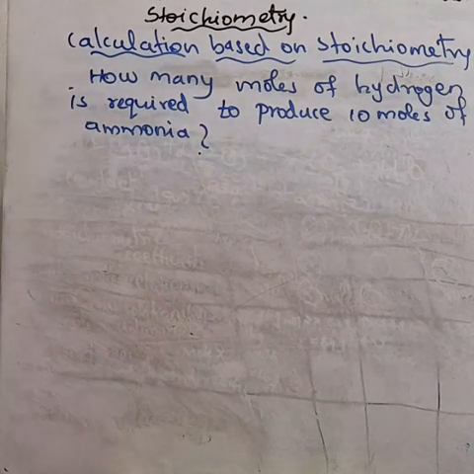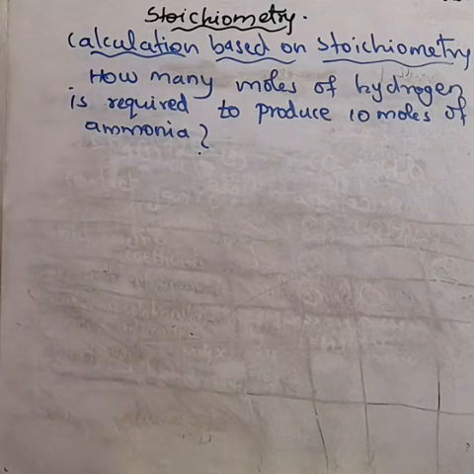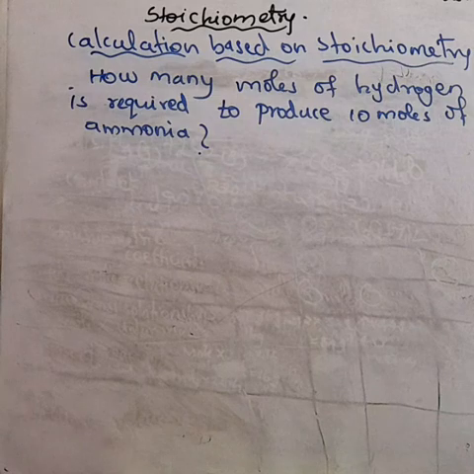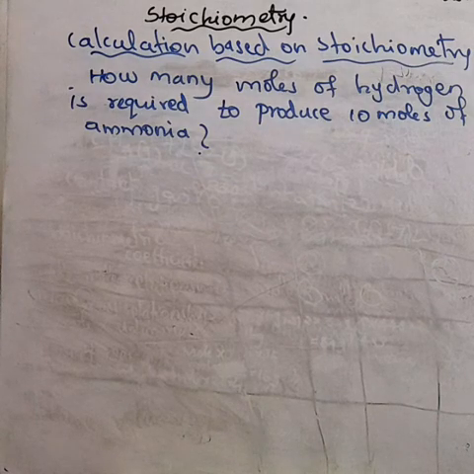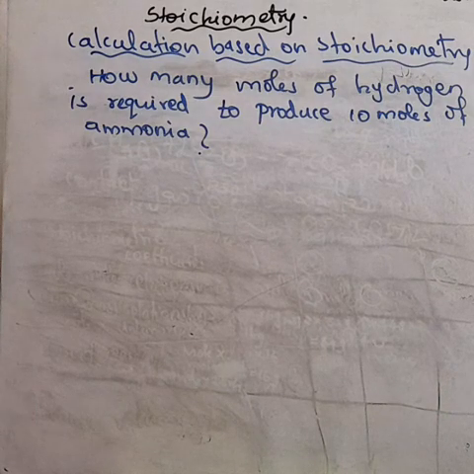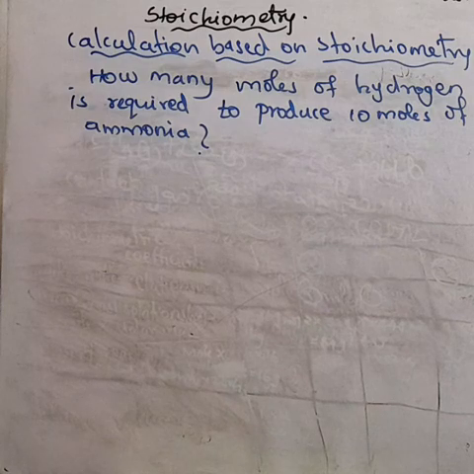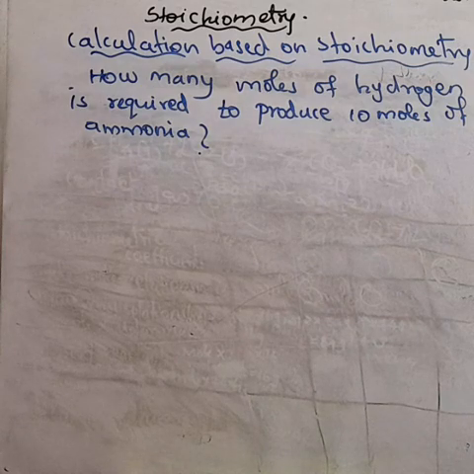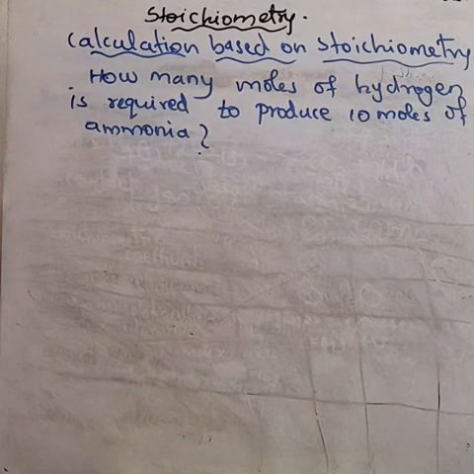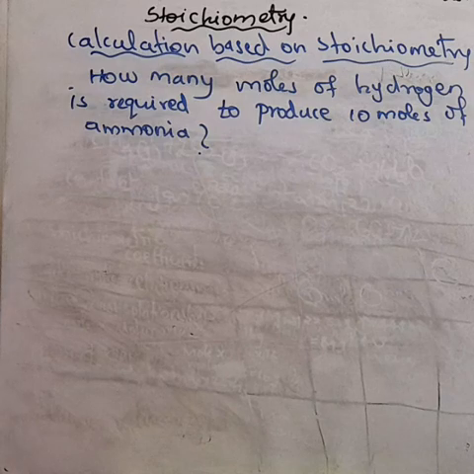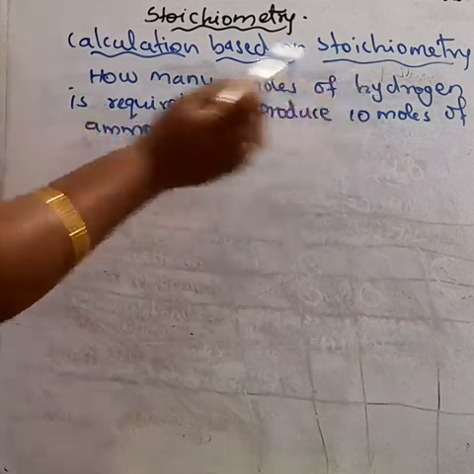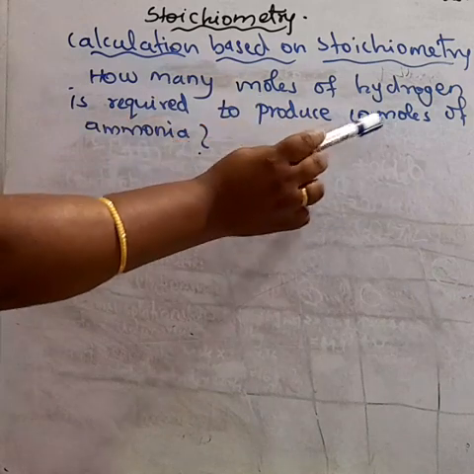One calculation also. Now I am going to explain calculations based on stoichiometry, page number 15. First question only we are going to discuss today. Question number 1: How many moles of hydrogen are required to produce 10 moles of ammonia?